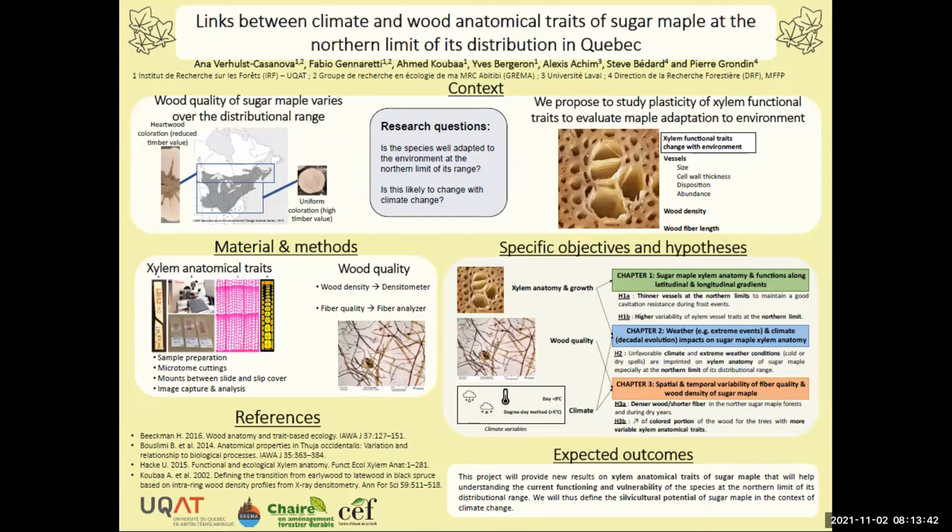For the second chapter, we will use these anatomical traits to link them with the climate and weather data. And for the third chapter, we will study the spatial and temporal variability of fiber quality and wood density of this species.